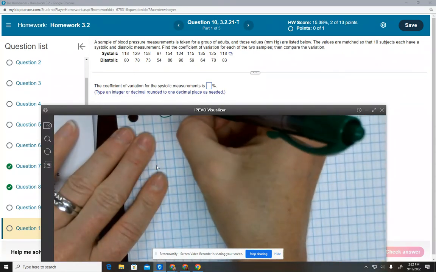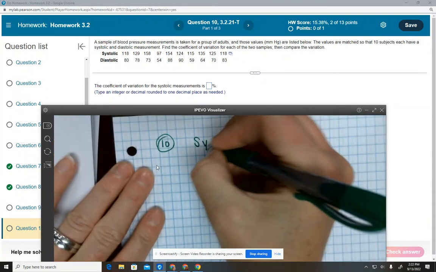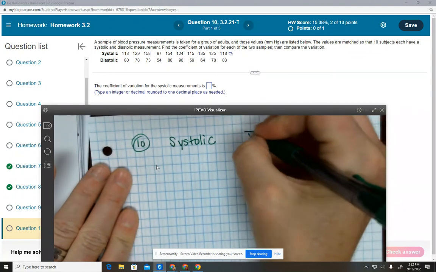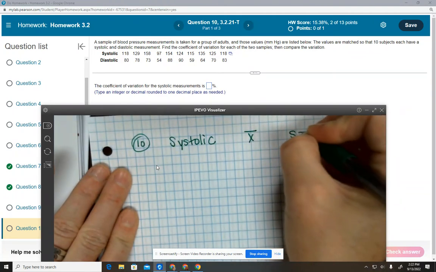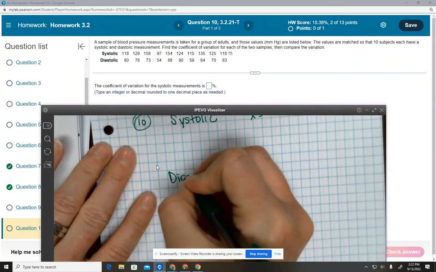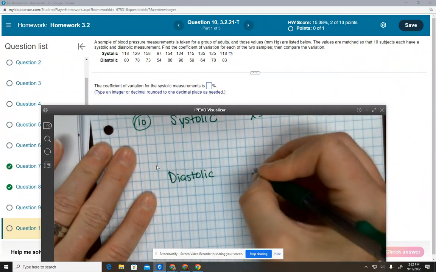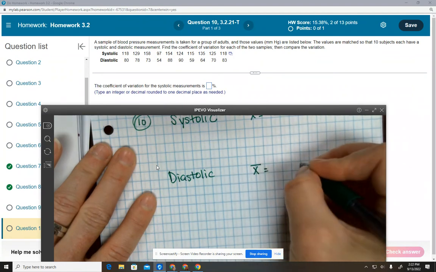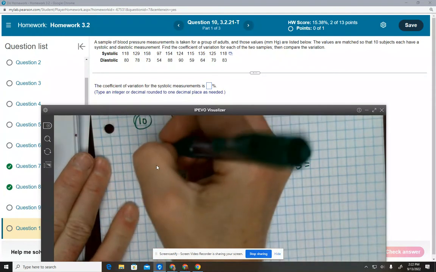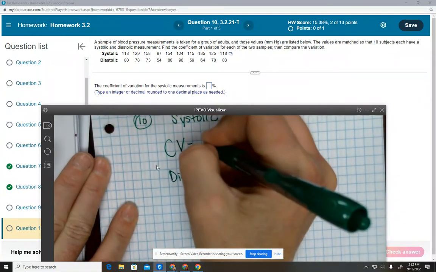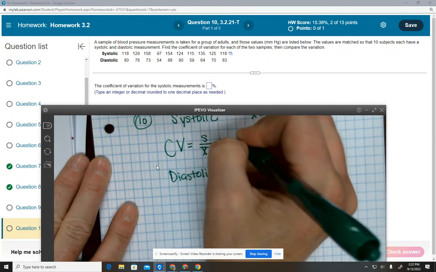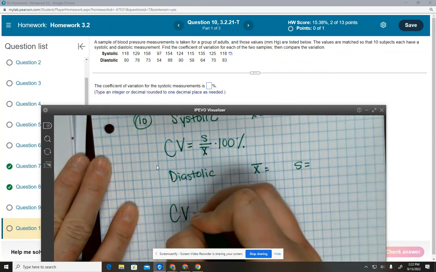So we have the systolic. We want to find X bar and we want to find S for both of these. And then we need the diastolic. We need to find X bar and we need to find S. And then once we do that, then we can find the CV of each one by doing S over X bar times 100%. Same thing here.